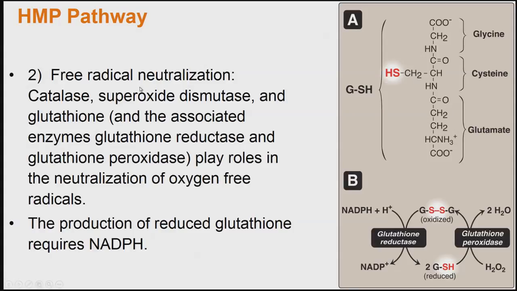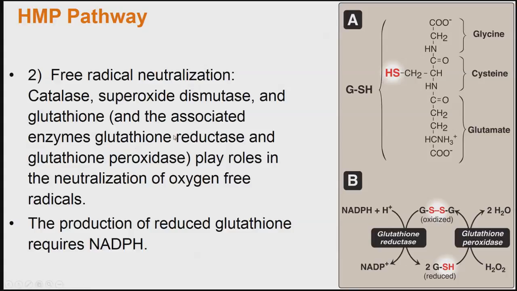Catalase, superoxide dismutase, and the glutathione system are three of the ways you can deal with reactive oxygen species. The glutathione system is what we're going to focus on, but you may have already seen catalase and superoxide dismutase in some other classes, or maybe even this class in other lectures. I'm not going to talk about those today. So glutathione is the big one we're going to talk about today.